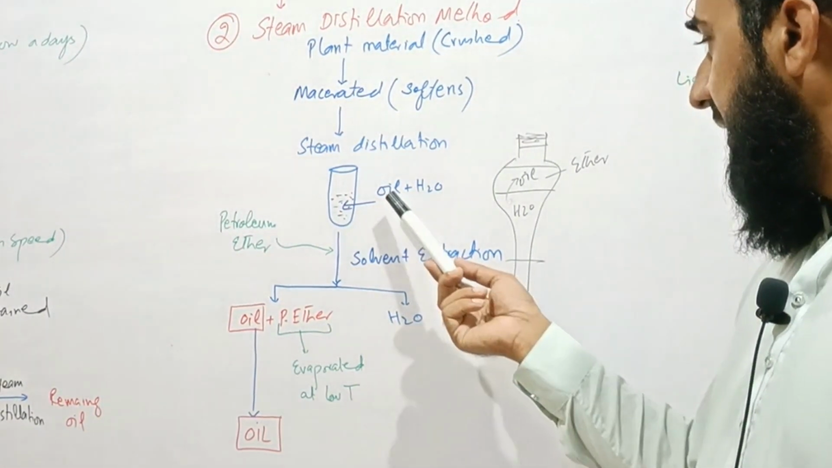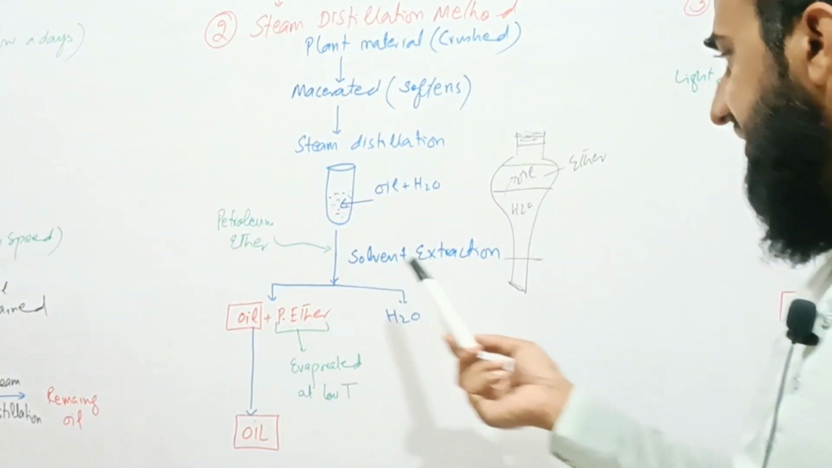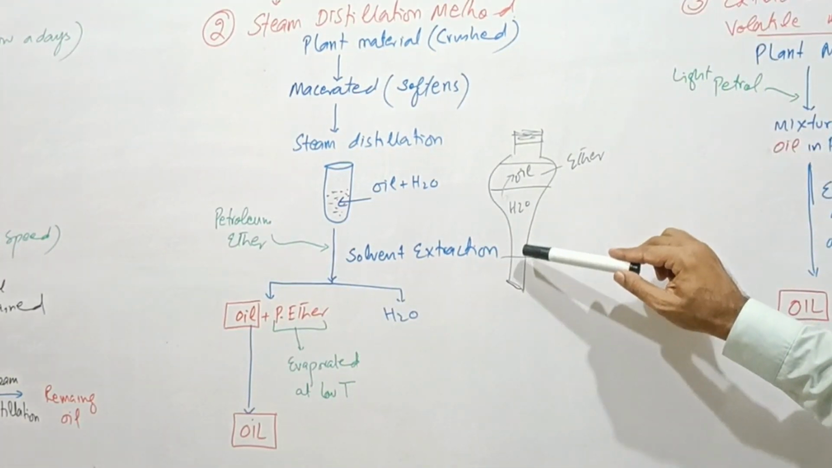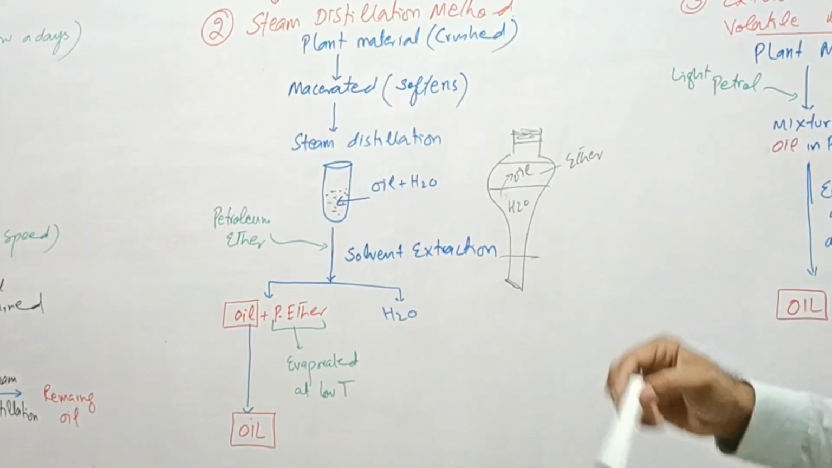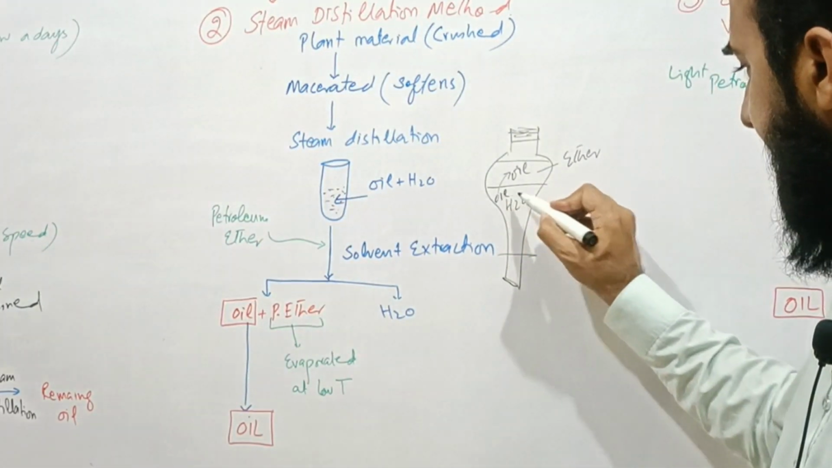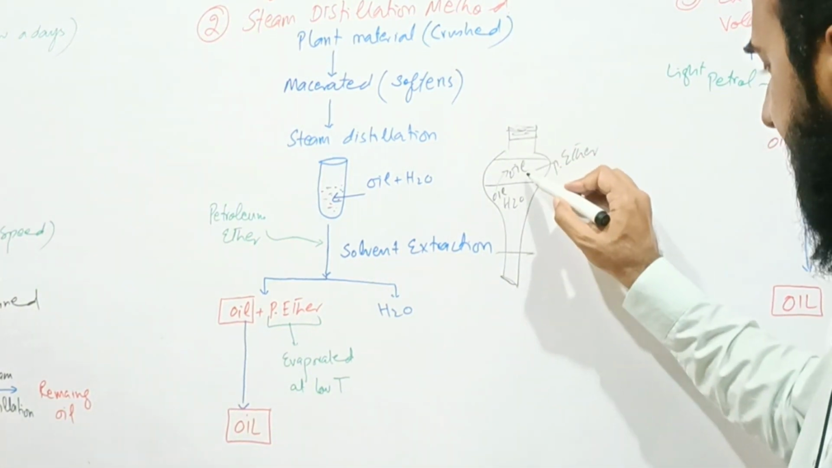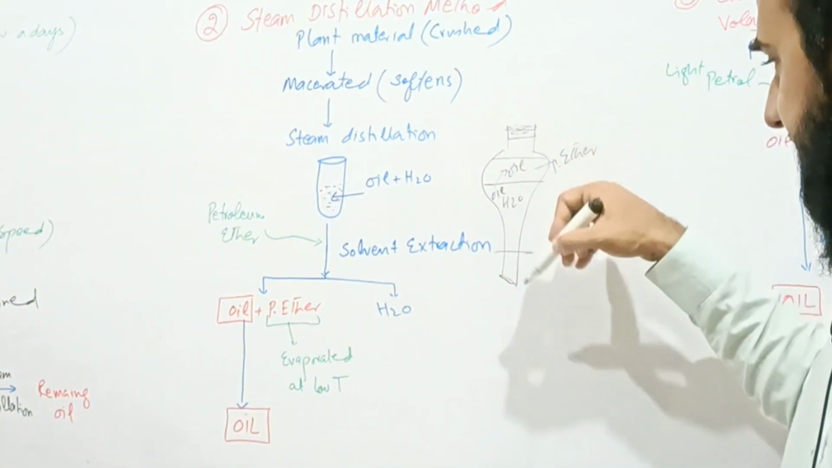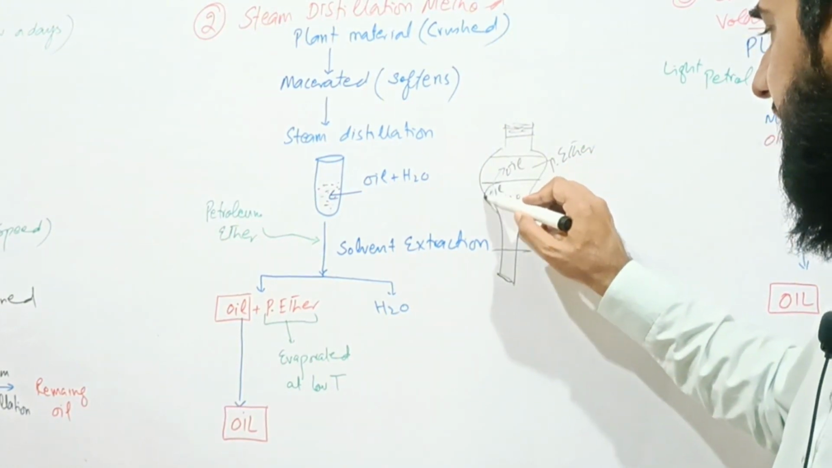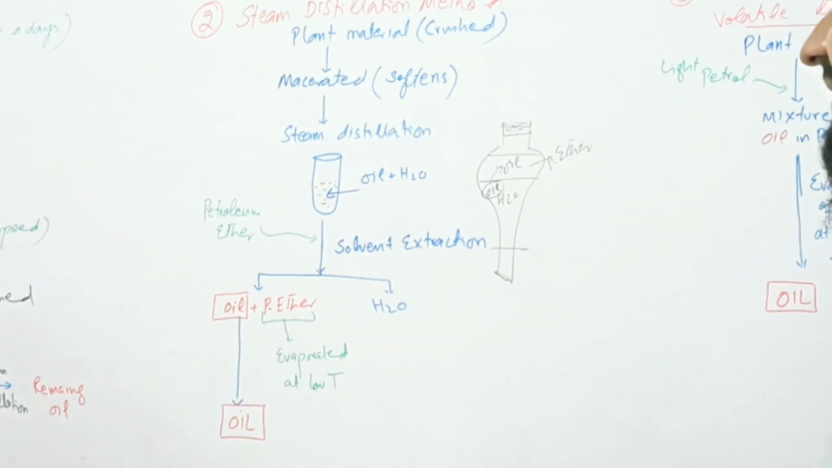So now we perform solvent extraction. We add petroleum ether. Let's see the separating funnel. We add this mixture and obtain this layer, and by adding petroleum ether from outside and shaking to mix both the solvents, the oil is transferred from the aqueous layer to the ether layer.